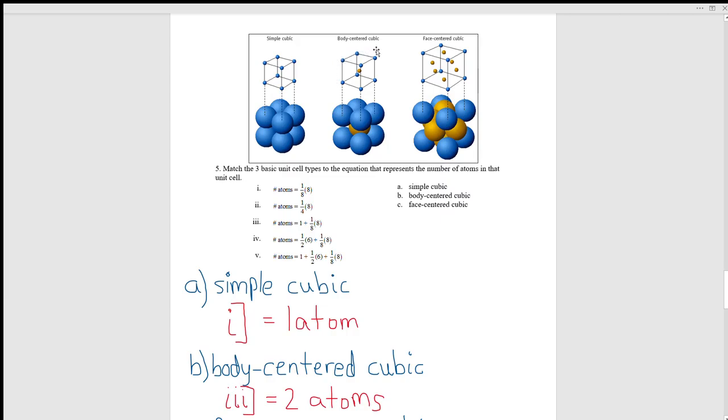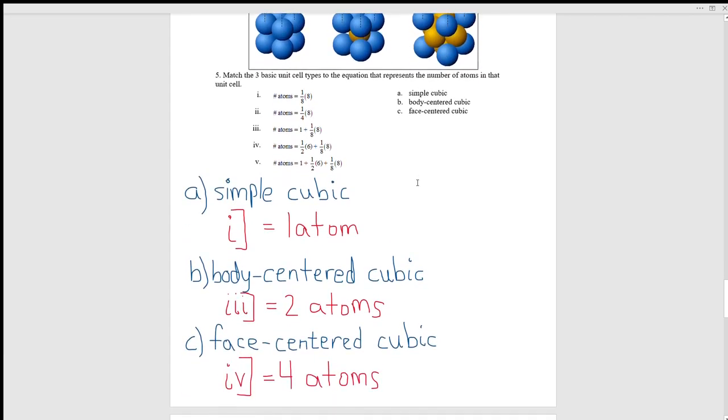Moving on to part B with the body-centered cubic unit cell, that's going to correspond to 2 atoms, which matches Roman numeral 3 here. So Roman numeral 3 says that the number of atoms is 1 plus 1/8 times 8. 1/8 times 8 is equal to 1, and 1 plus 1 is equal to 2. Now when we look at the body-centered cubic unit cell, again we have our 8 vertices, which each correspond to 1/8 of an atom. So 8 vertices times 1/8 of an atom gives us 1 atom.